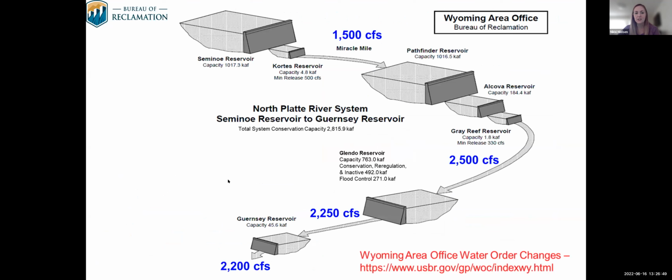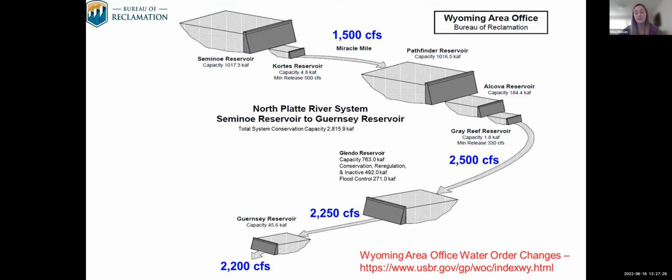So here are the current operations for the North Platte system. Our current releases out of Seminole and Kortes are 1,500 cubic feet per second, and that's through the Miracle Mile. Releases out of Gray Reef Reservoir were increased on June 14th up to 2,500 CFS, and releases out of Glendo are currently 2,250 CFS. And the releases out of Guernsey are variable based upon downstream requirements. Those are changing daily based upon the irrigation demands that we are receiving.